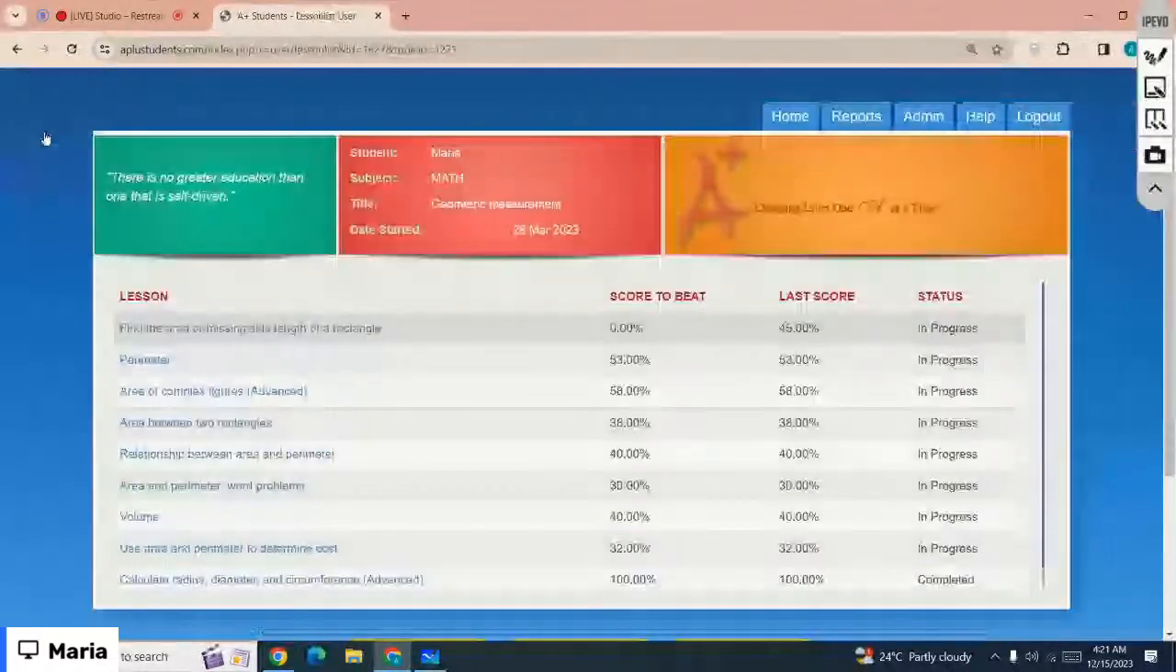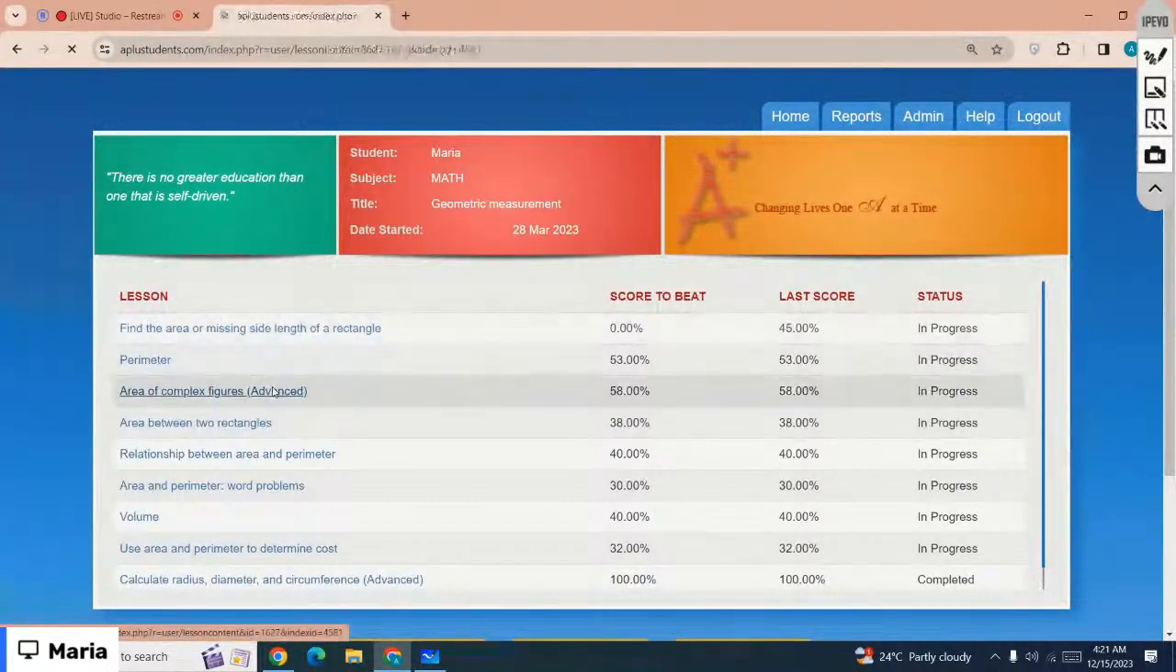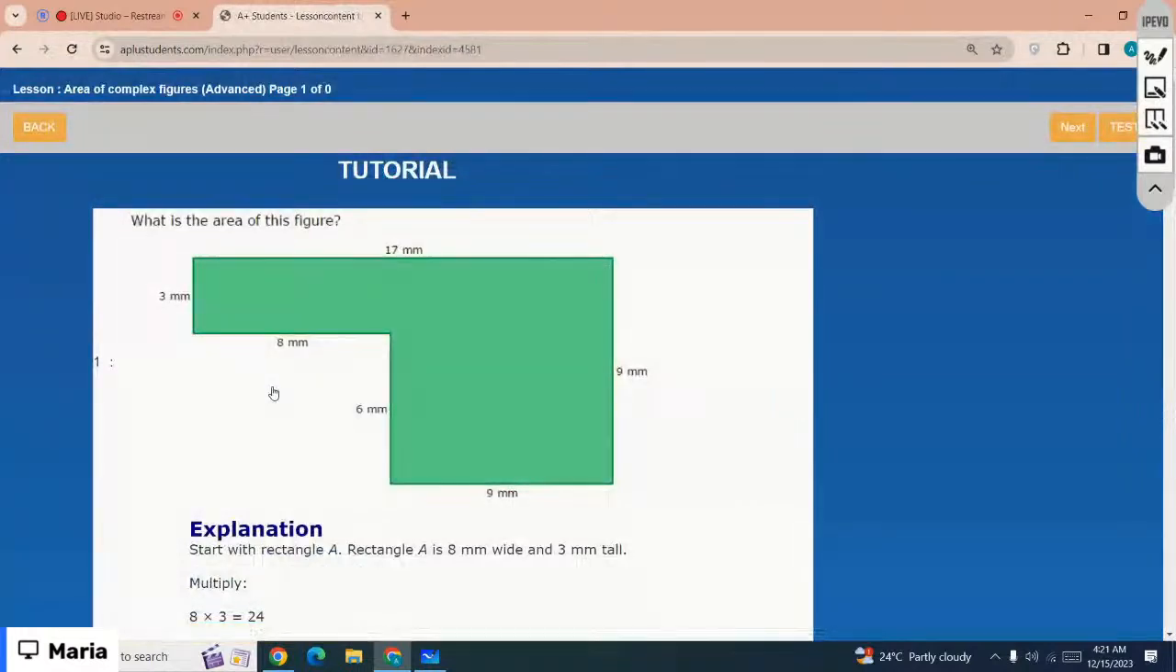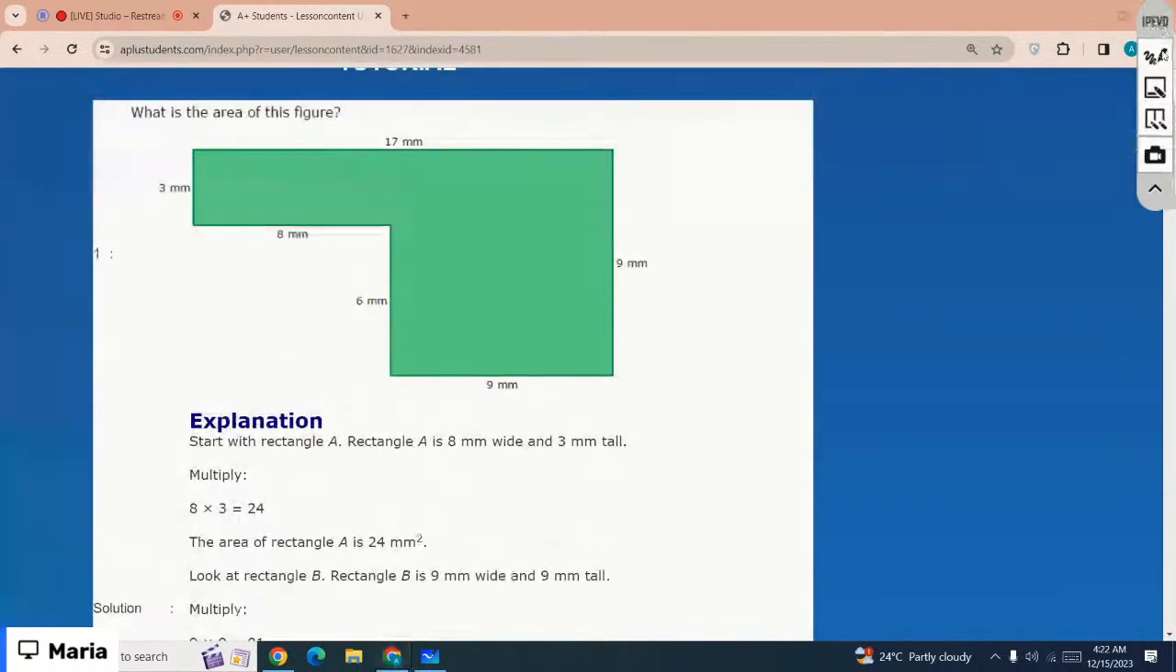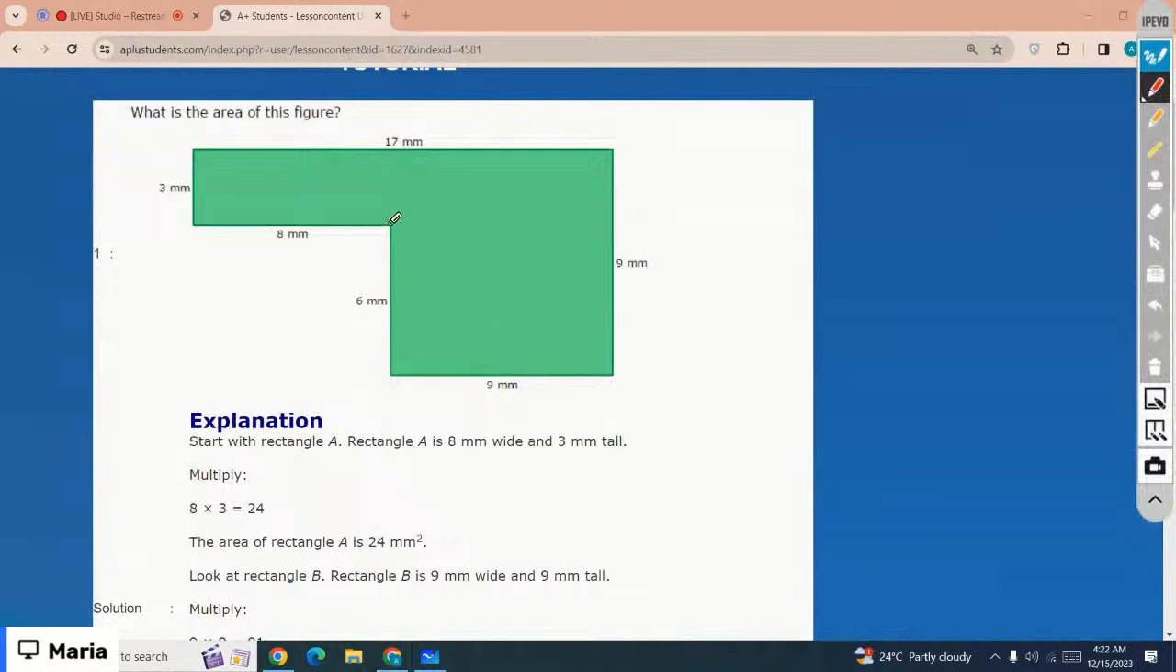And the next lesson is area of complex figures. Okay, let's see how we calculate the area of complex figures. What is the area of this figure? So that is a complex figure, right? Divide this figure into small figures like this. If you make a line over here, this is a rectangle and this one is a complete square, right?